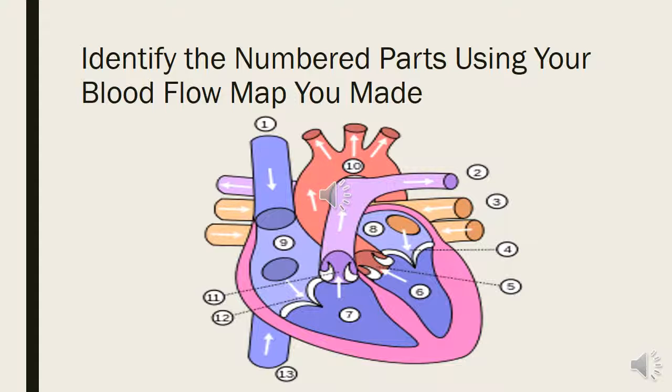Someone tell me what number 2 is. The pulmonary artery, going to the lungs to exchange gases. And number 3, the pulmonary veins. That's right. Number 4, the mitral valve. Number 5, the aortic valve. And number 6, the aorta. And number 7, the pulmonic valve. Number 8, the left atrium. Number 9, the right atrium. And number 10, the aorta, and from there into the systemic system with oxygenated blood. Number 11.